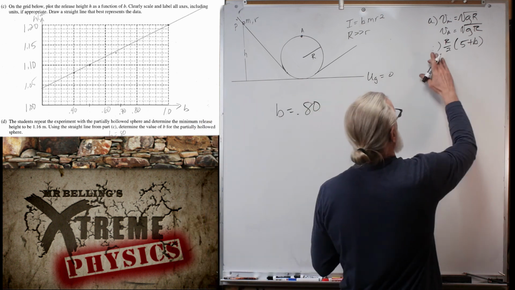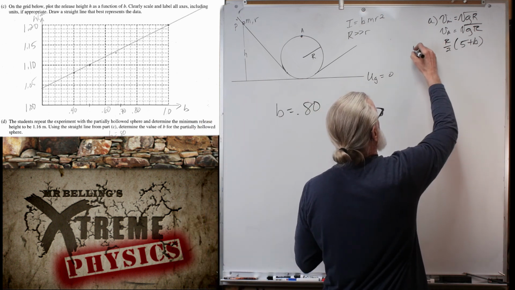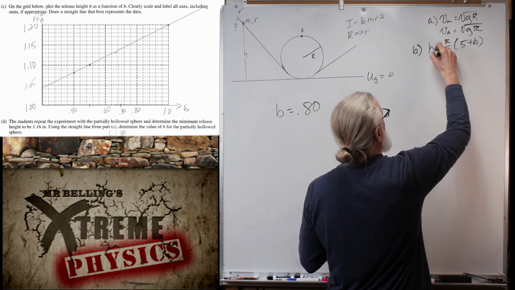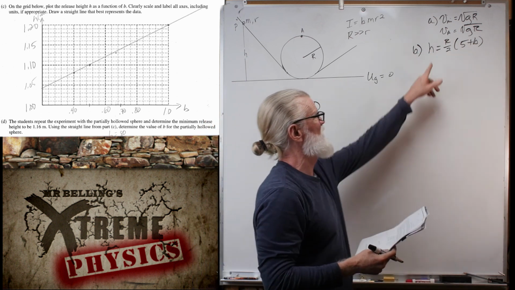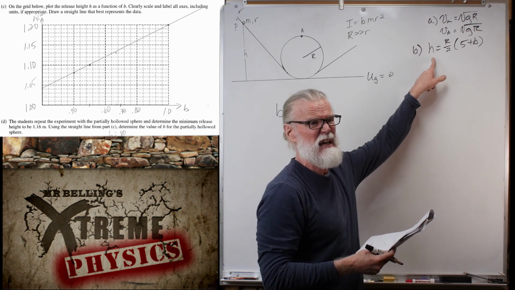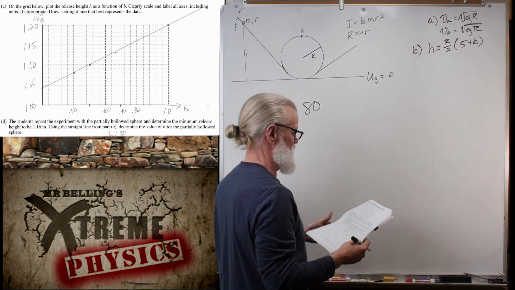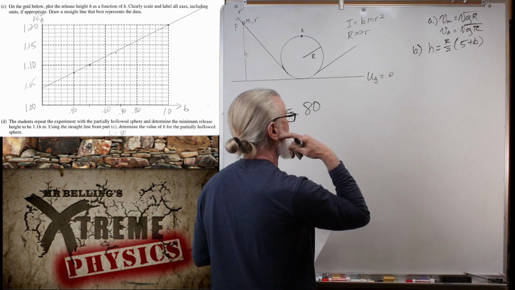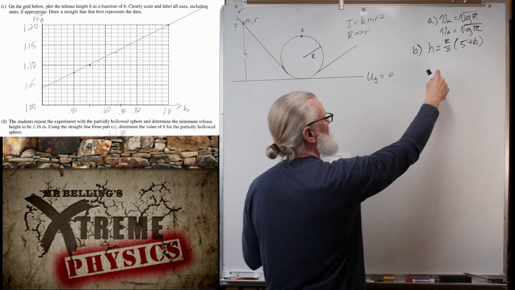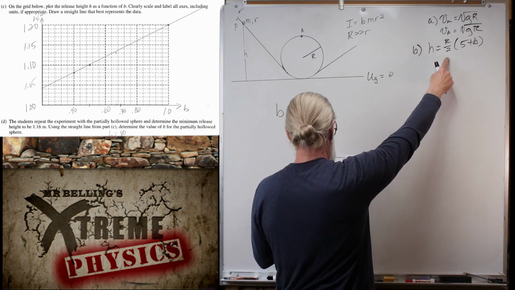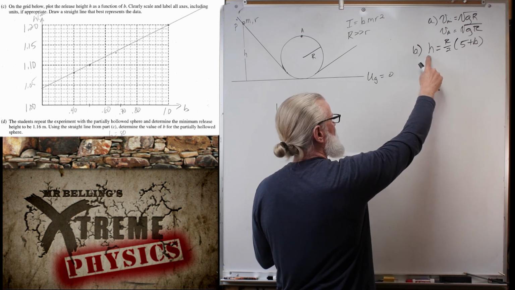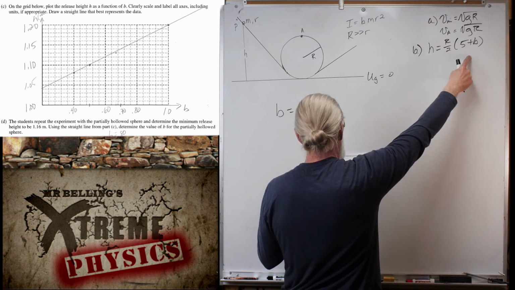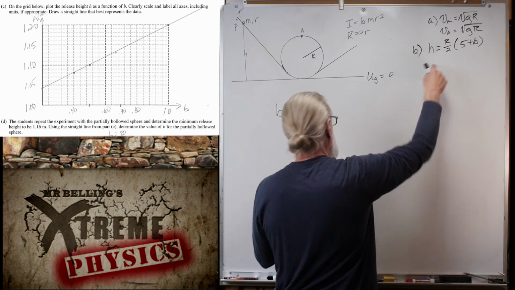Oh, that should have been h equals. We needed to derive an equation. That wasn't an equation before. Now it's an equation: h equals. All right, so I'm just going to use this relationship. From my graph, I'll get a value of b, and then I can calculate R.